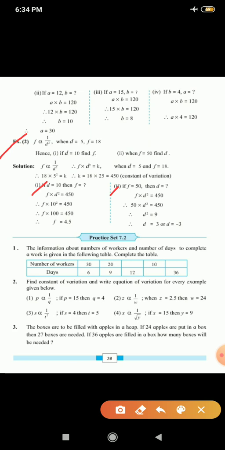So zeros get cancelled. 5 9s are 45. So d square is equal to 9. d is equal to 3 or minus 3. Now let us go to practice set 7.2.